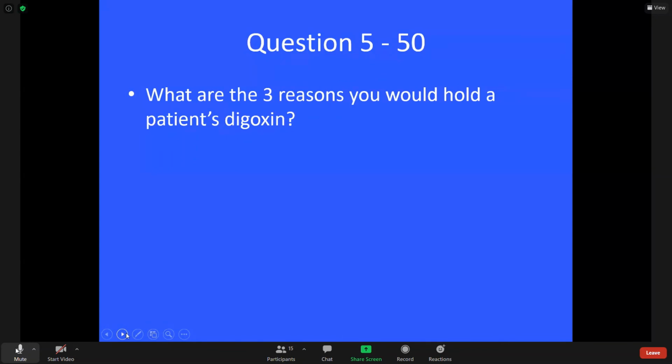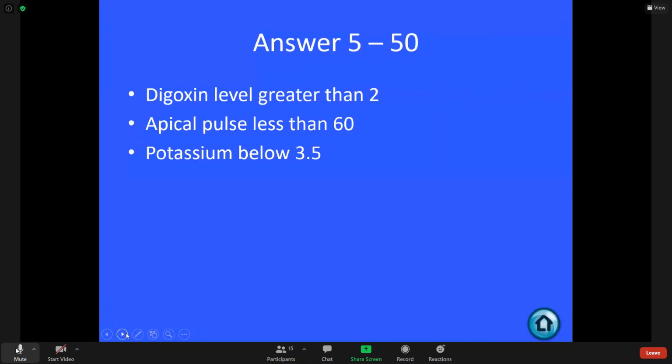60. 60, correct. And then another reason we don't give it is because we check their lab values and they have a DIG level that's greater than 2 or a potassium level that's below 3.5, because as we know, low potassium levels can cause irregular dysrhythmias.